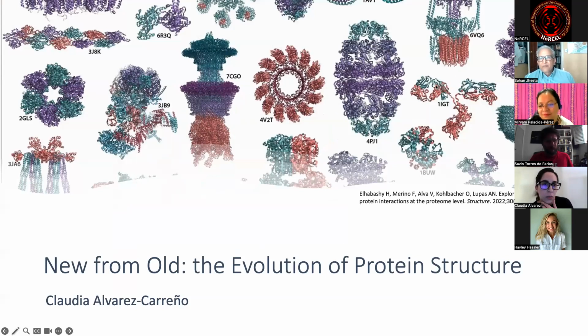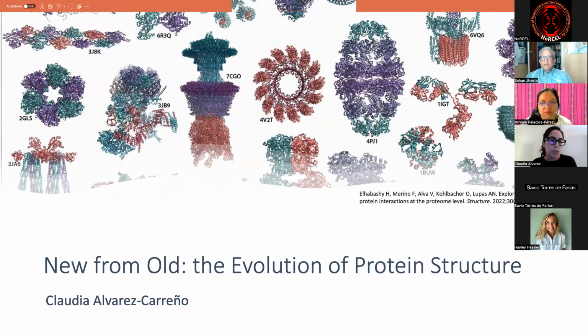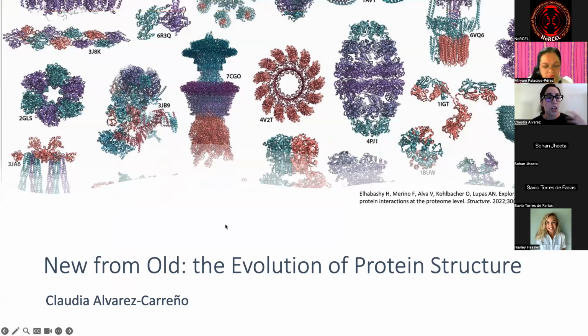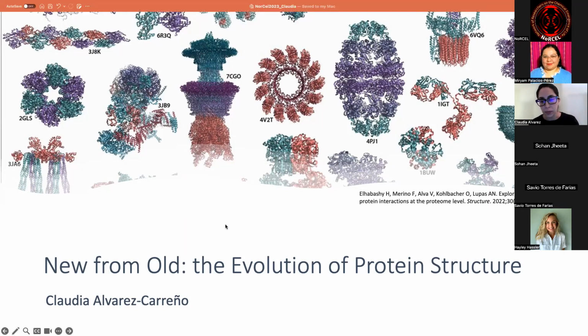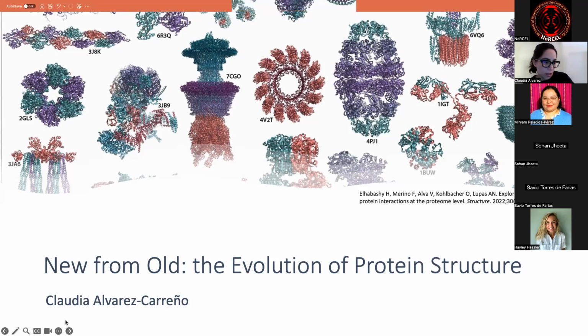What I want to show today is a work about how protein structure changes. The title is a little bit unusual, in that what we are proposing is that the evolution of fold structure is based a lot on reuse, and not much is completely new.